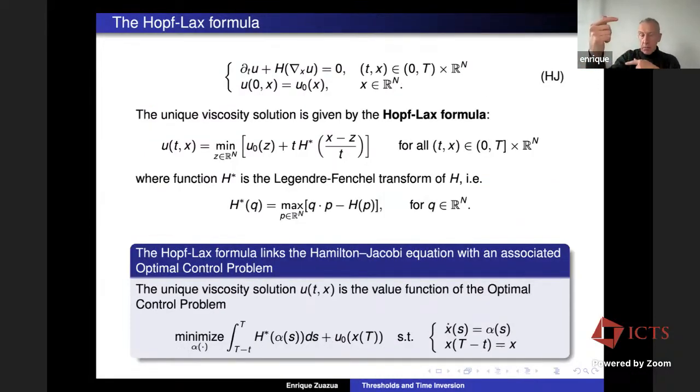But in the same way, if I am interested in solving the equation backwards in time, I could say, listen, this equation is purely symmetric in x and t.